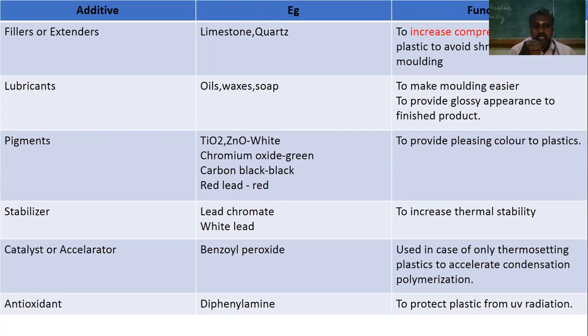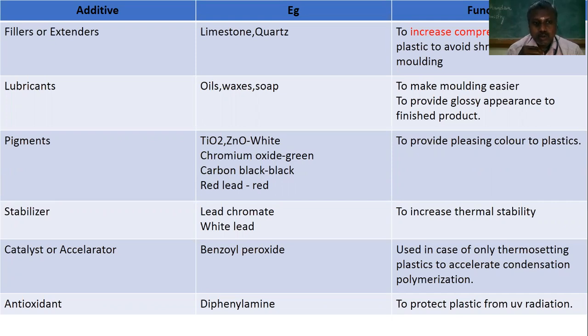Okay. Next one is stabilizer. So what is the stabilizer for? To increase the stability of the plastics. What are the examples for stabilizer? Lead chromate and white lead are the examples for stabilizer.